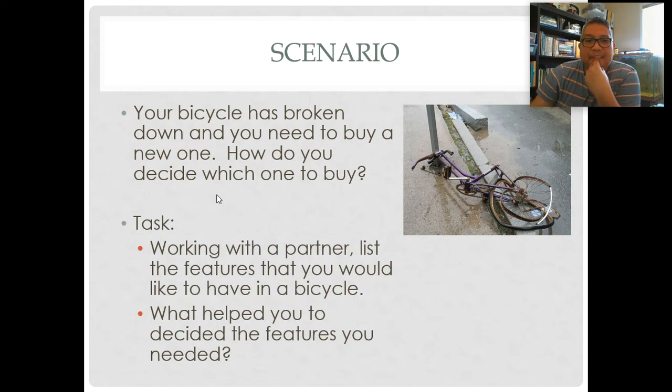Your task now is working with a partner. Well, you don't need to work with a partner for now. You can just work alone, or maybe you can collaborate with a classmate. Do it online. List the features that you would like to have in a bicycle. So, what helped you decide the features you needed?